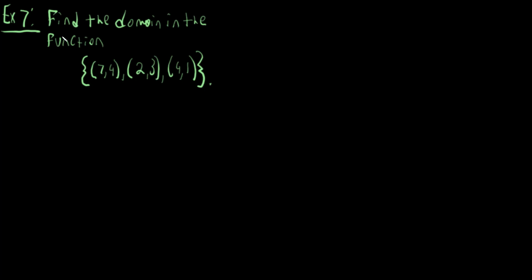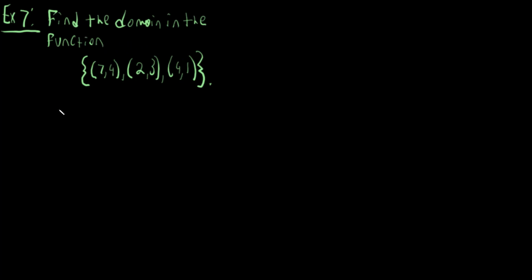So let's say that you have an example, a problem that asks you this. Find the domain of the function, and it's a set of ordered pairs in which the x's don't repeat, which is the definition of a function. So this might not look like a function to you. You're expecting f of x equals something, but this is indeed a function where your x's don't repeat: 7, 2, 4. That's probably the first thing you should check. And it asks you to find the domain.